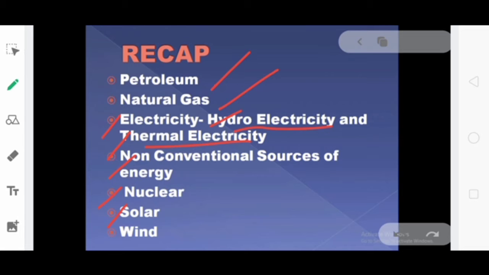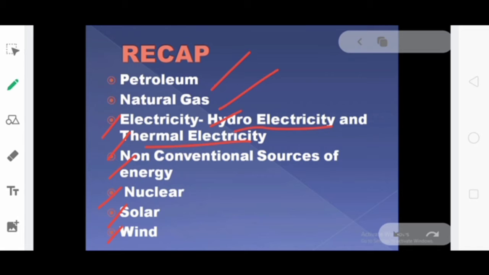Then we went on to discuss solar. Solar energy is produced by the sun's light. Photovoltaic technology converts sunlight directly into electricity. Then we went on to discuss wind. Wind energy is used to generate electricity. Wind turbines are used for this purpose. The largest wind farm cluster is located in Tamil Nadu from Nagarkoil to Madurai. These were the non-conventional sources of energy that we discussed in the last video.